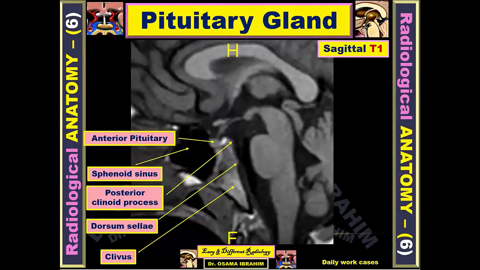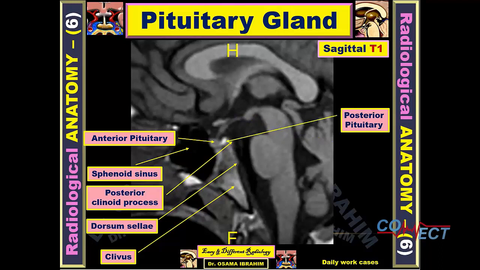Apart from it is the anterior pituitary gland. However, the posterior pituitary gland is represented by these bright structures on sagittal T1. This is the neurohypophysis and this is the adenohypophysis. And now, where is the midbrain?